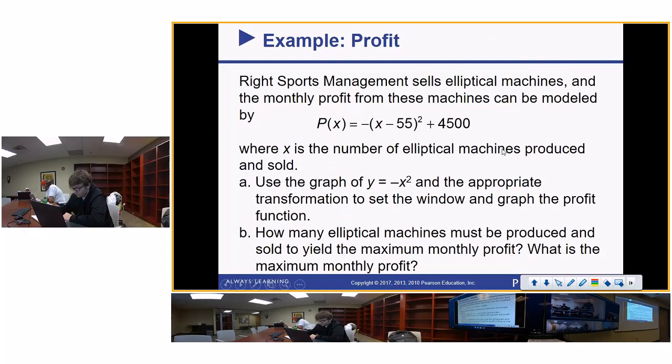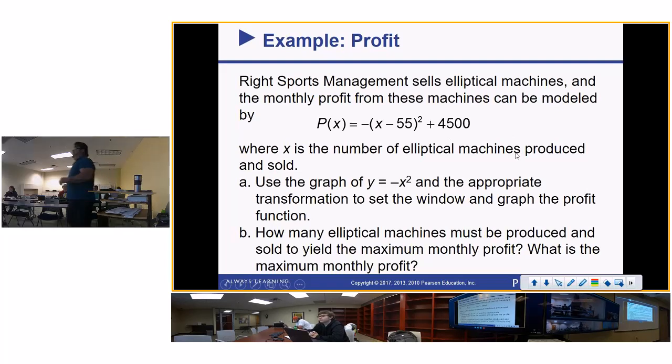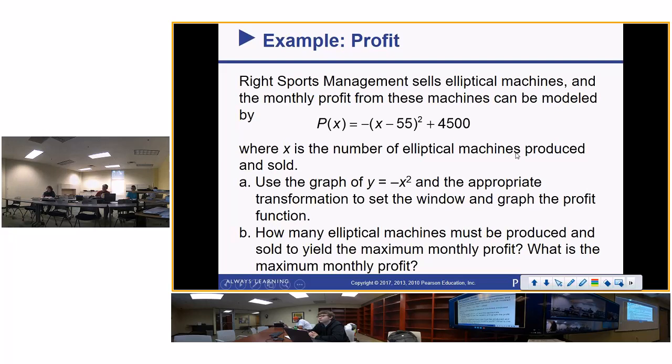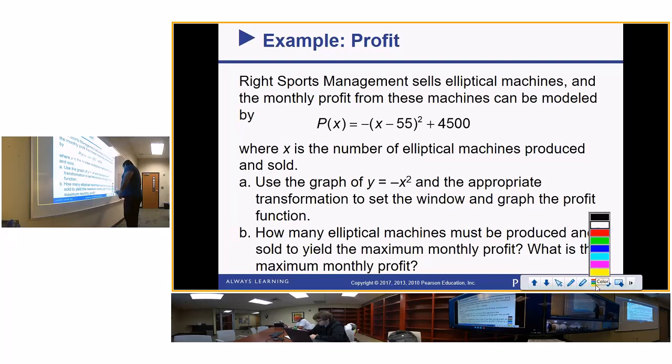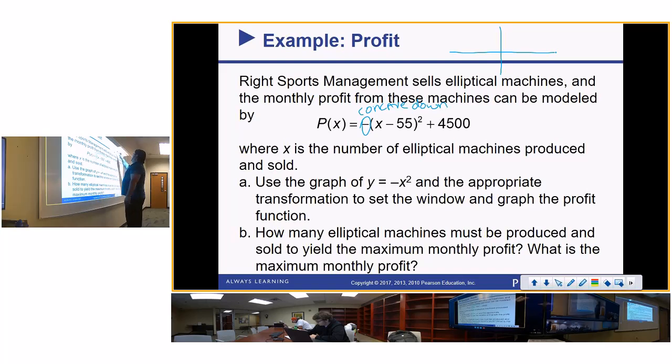Now this one is going to be a little bit bigger, but just tell me what the vertex is. Positive 55 and 4,500. But what does this tell you? It's opening what? Concave down or opening downward. So positive 55 and positive 44, and then it's going to be what?